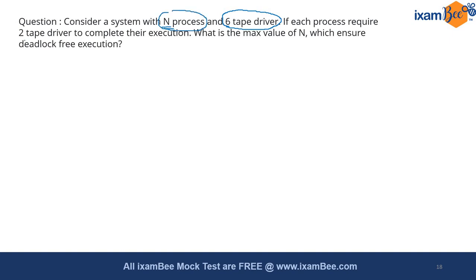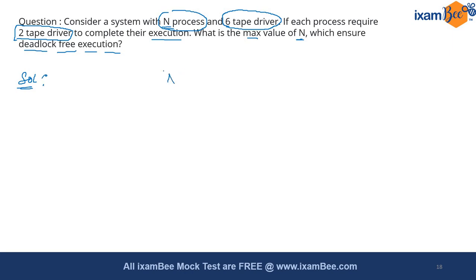If each process requires 2 tape drives, so every process will be in need of 2 tape drives to complete its execution, what is the maximum value of n which will ensure that deadlock-free execution is going to happen? Let's begin with the solution.